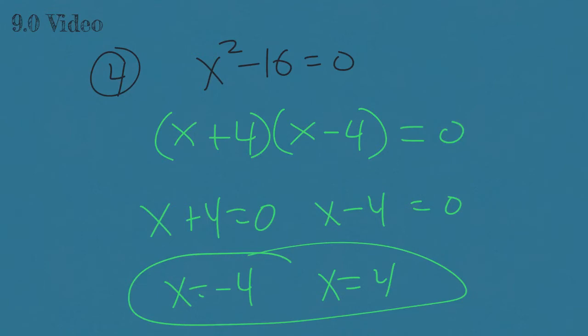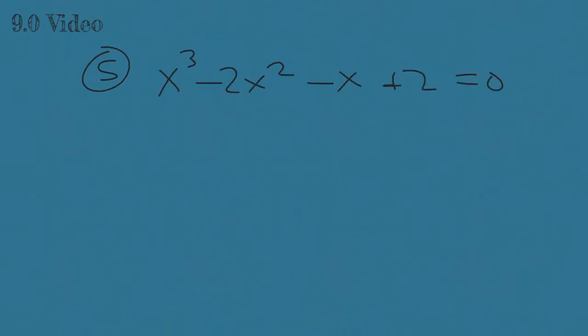Finally, we got one more problem. This one is x cubed minus 2x squared minus x plus 2 equals 0. So when I have this, the x cubed, the degree is 3, which means I should have 3 solutions. Now we do have to always remember there might be 3 solutions. Some of them might be imaginary, so we might only come up with 2, but we know there's going to be 3 total solutions. Okay, so this is a factor by grouping problem.